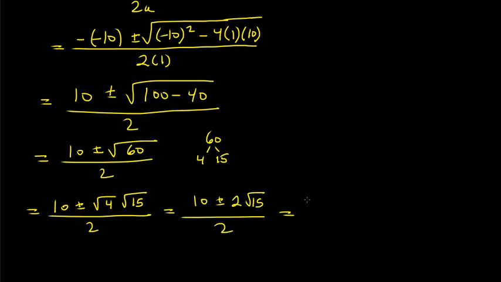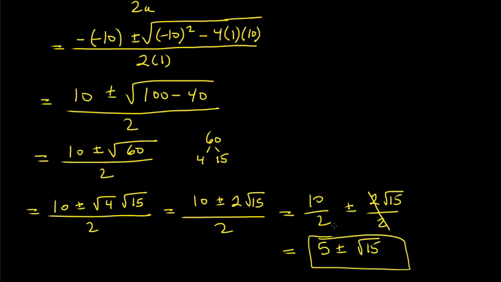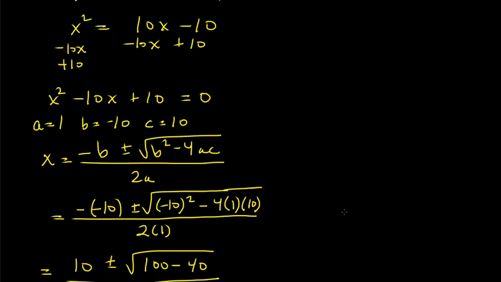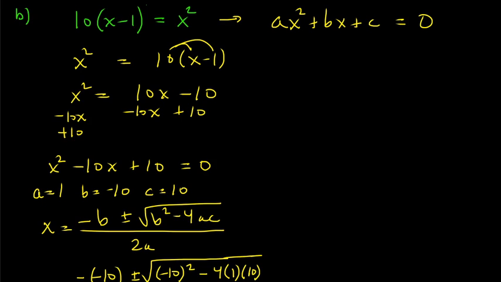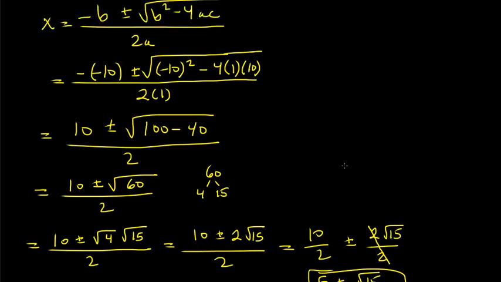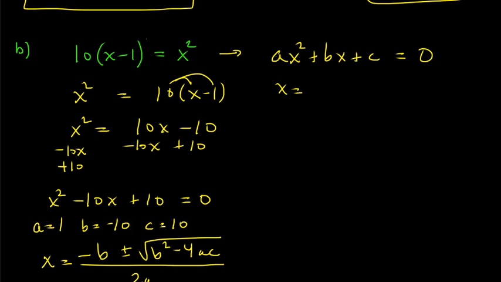And now we just split this up. 10 over 2 plus or minus 2 square root of 15 over 2. 10 divided by 2 is 5. 2 divided by 2 is 1 times the square root of 15. So there you go. Those are your solutions to this equation. The solutions are x equals, oh, I forgot. Yeah, 5 plus or minus the square root of 15.